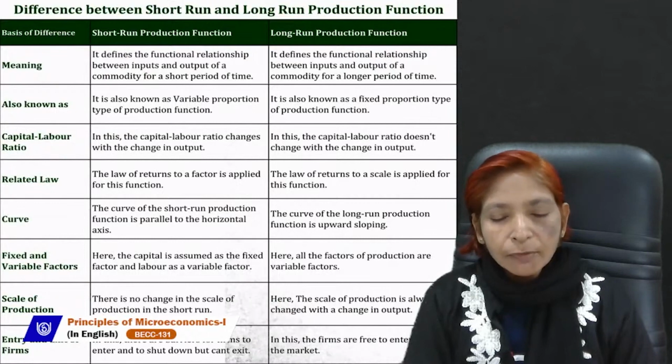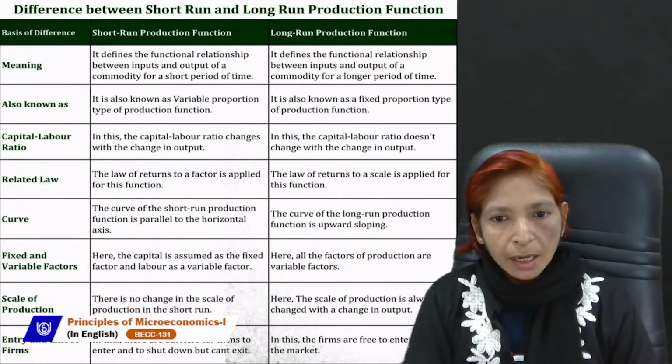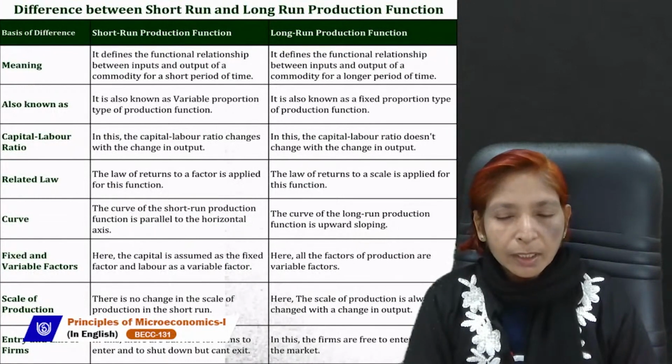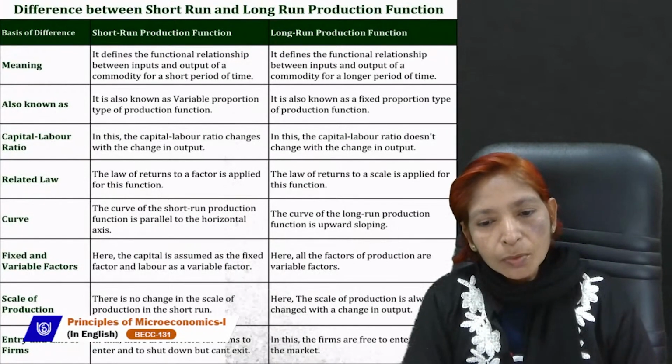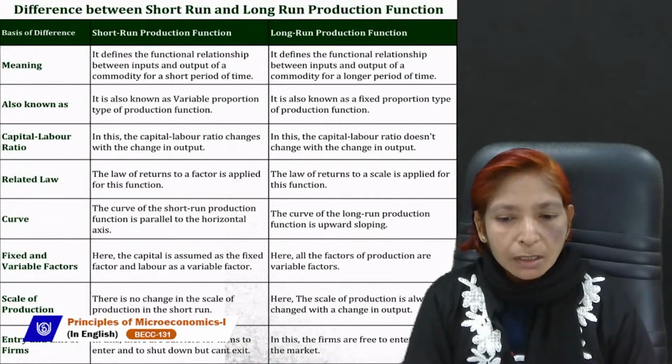It means if we are producing on a small scale, then we can produce on a large scale. Scale shows what you are producing, the amount of output. If you are producing on a small scale, then you can produce large scale output. So scale of production is always changed with a change in output.